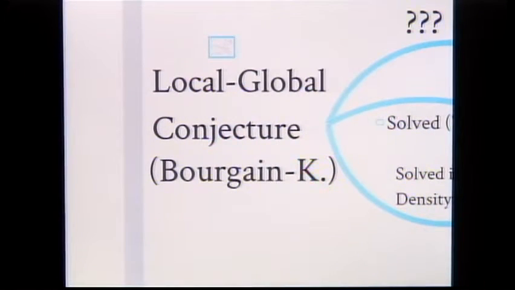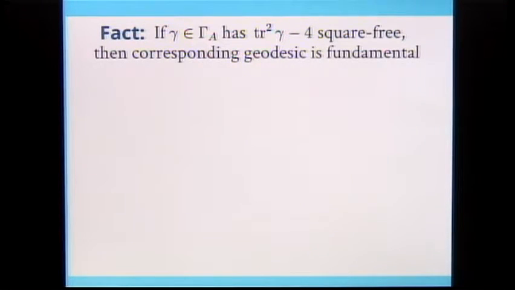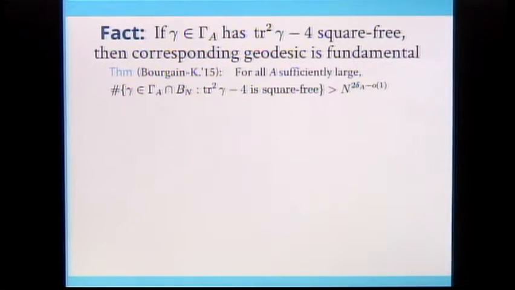If I can take 1 minute, let me just say a word about what goes into this theorem. There's an easy fact that if trace squared minus 4 of a given matrix is square free, then the corresponding closed geodesic is indeed fundamental. And of course, it's taken out of gamma A, so it's automatically low-lying. And what's the theorem? Well, it's a sieving theorem. If you look at how many guys in the ball have trace squared minus 4 being square free, you get almost a positive proportion. And if you had the full conjecture, you would get a positive proportion. You should lose 1 over zeta of 2 by restricting to square frees. We lose n to the epsilon instead.